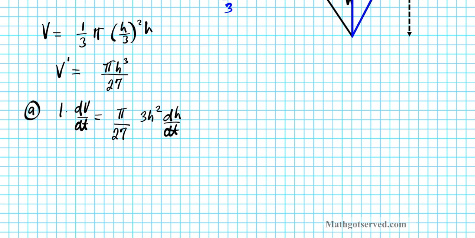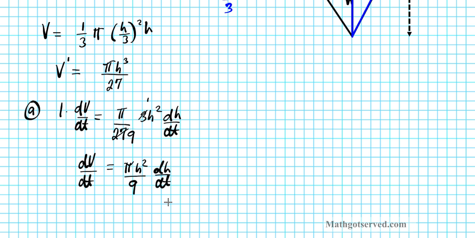Okay, so dV/dt, which is one of our answers, is, we can see this 3 here goes here once, and 3 goes here 9 times. So we can write this as pi h squared over 9. Let's write that 9 again. Pi h squared over 9 dh/dt. Okay, so that's dV/dt.